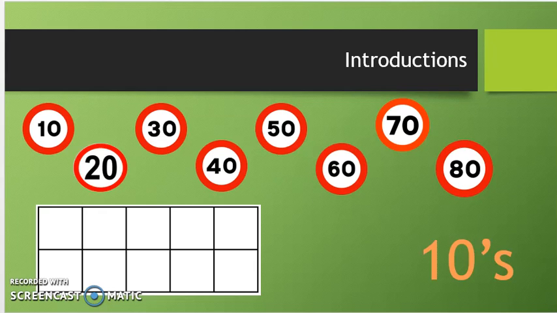So we would start 0, 10, 20, 30, 40, 50, 60, 70, 80, 90, 100, 110, 120. So then we could count back from 120 to 0: 120, 110, 100, 90, 80, 70, 60, 50, 40, 30, 20, and 10, and 0.